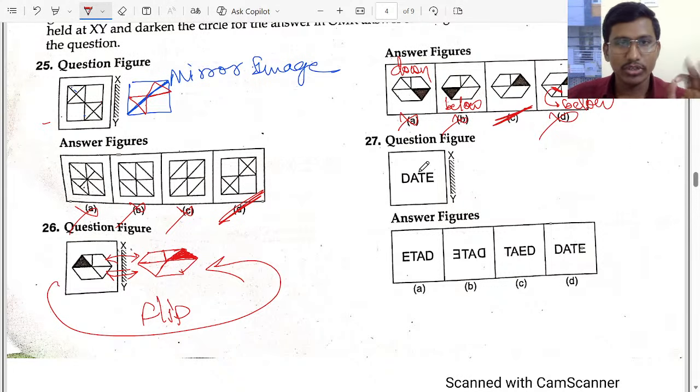Now the word DATE, we have to see the mirror image. What is the mirror image of DATE? E is there, right? E will come like this, and then T will be the same, and then A will be the same, and then D will look like this.